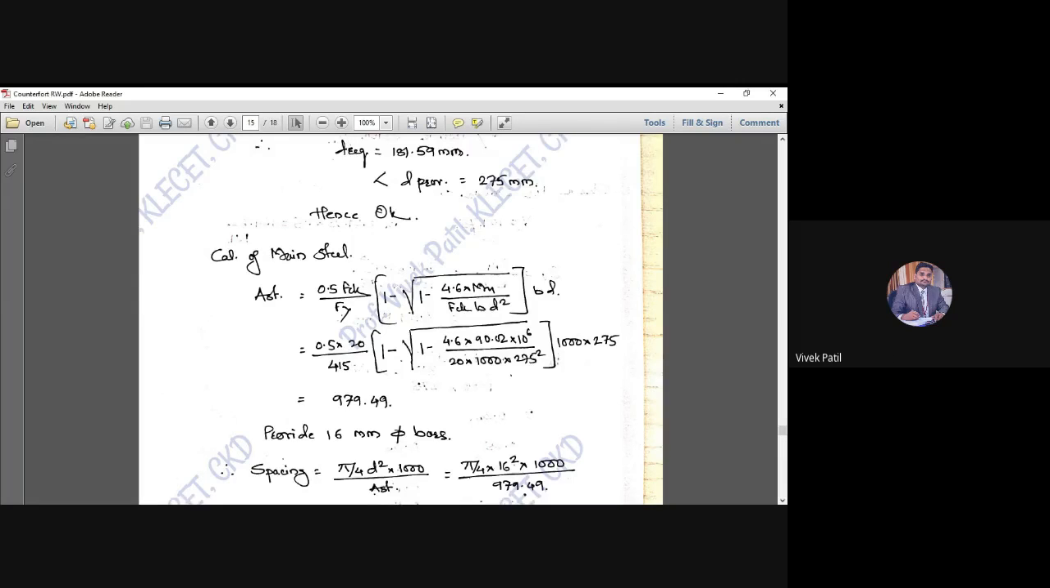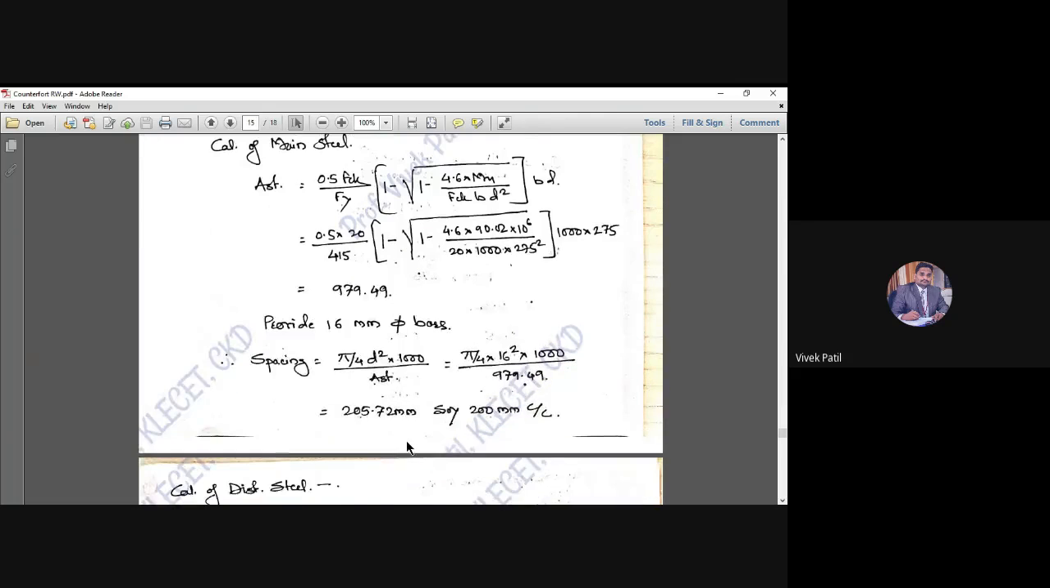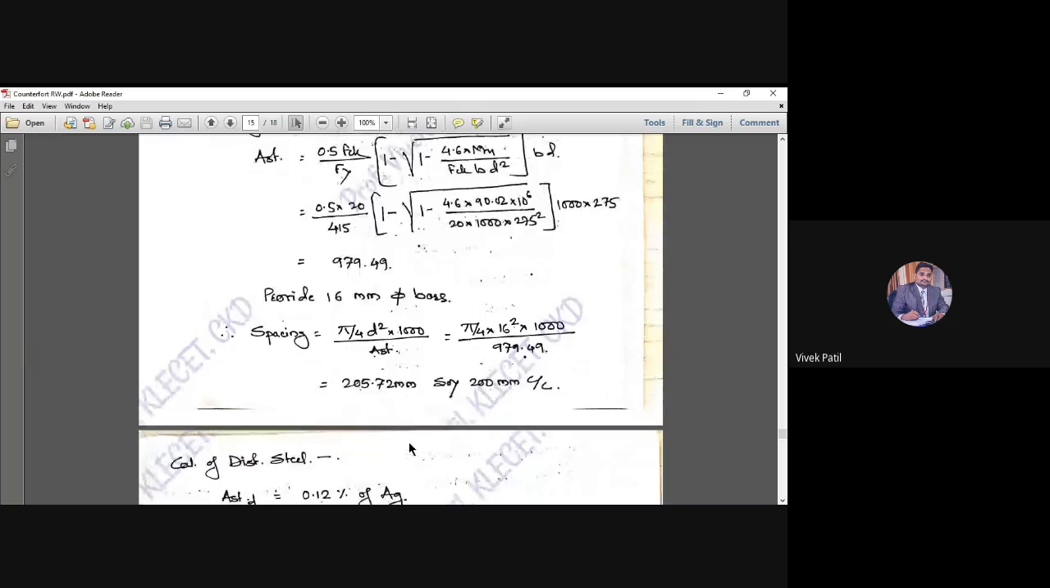200.44. Okay. So we'll provide the distribution steel as 16 mm 5 bars, 200 mm center to center. Less than whatever is required, but a round figure. So it is 16 mm 5 bars at 200 mm center to center as distribution steel. Next we will go for the calculation of distribution steel.